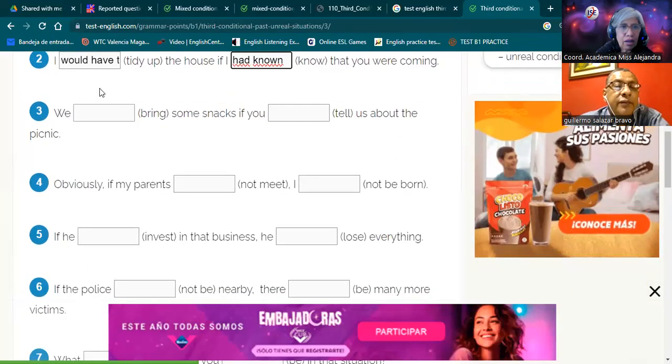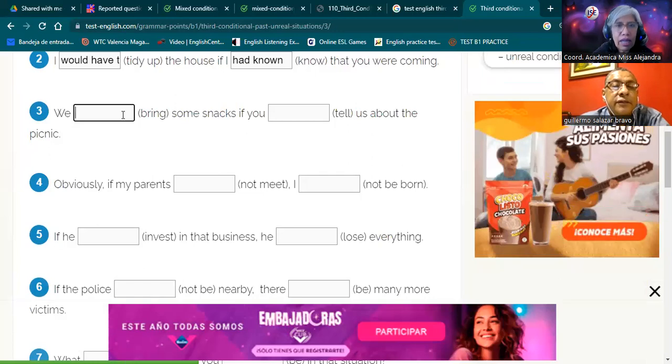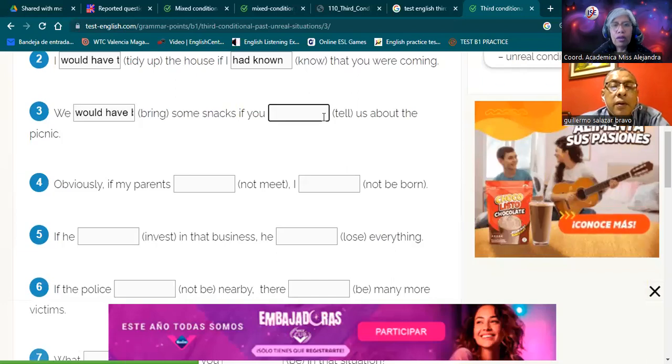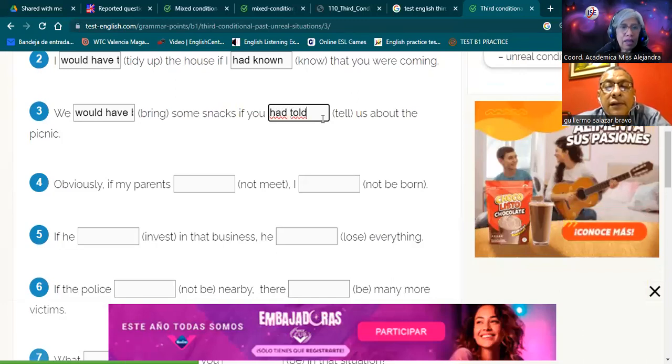Number 3, some snacks if you told us about the picnic. We would have brought some snacks if you had told us about the picnic.